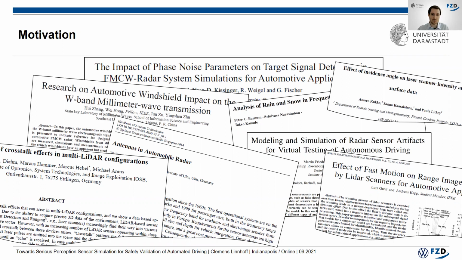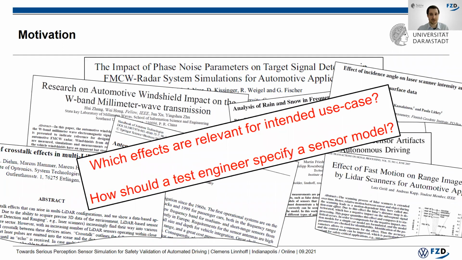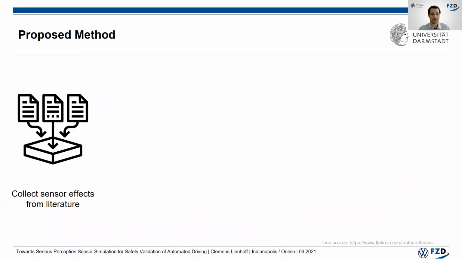So how can we improve that? And how can we make the specification process easier and at the same time increase traceability for the decision-making process? We propose the following method.